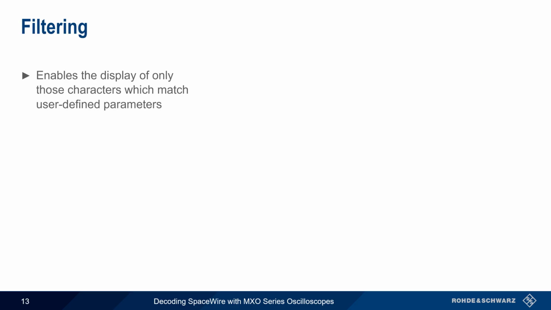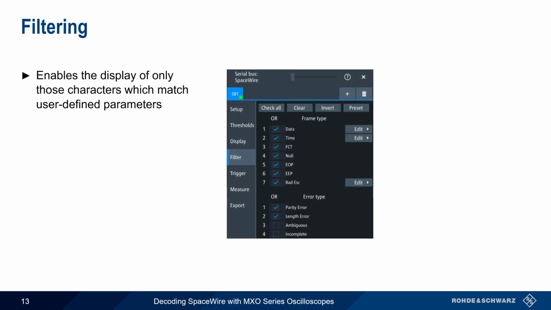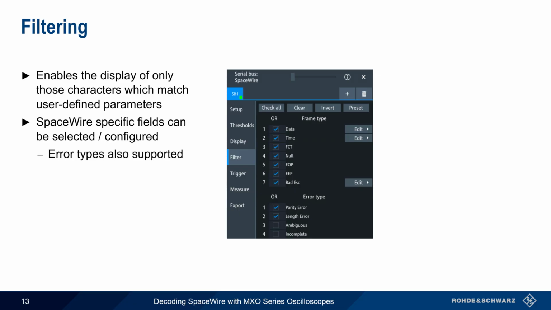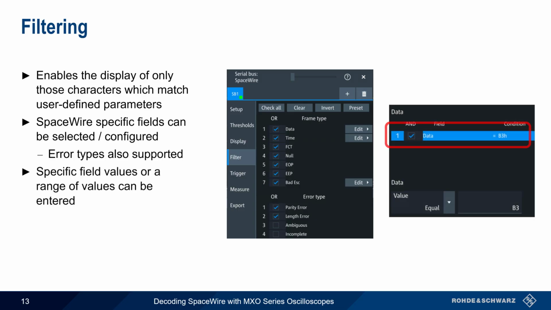Filtering is similar to triggering in that it identifies characters that meet certain user-defined criteria and then only displays those characters. As with triggering, the specific SpaceWire fields or field values can be selected and configured for use as filter criteria. Filtering only on different error types is also supported. Note that the values for a field can be entered as specific values or as a range of values.